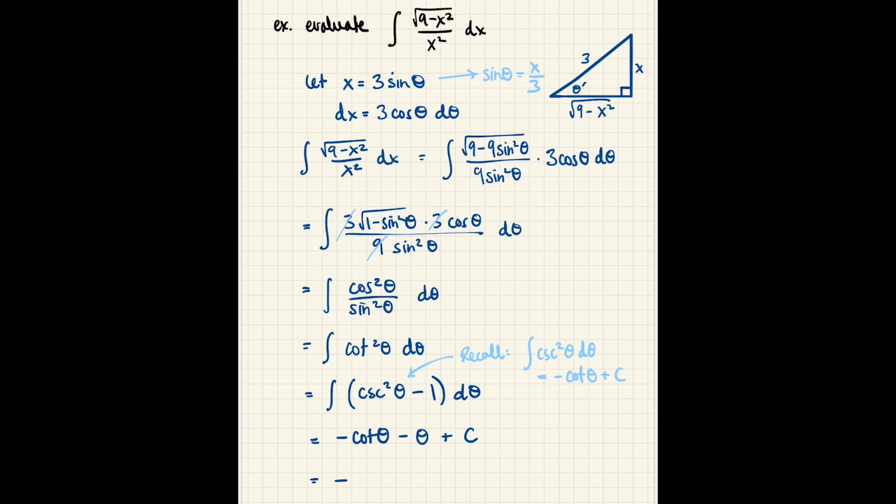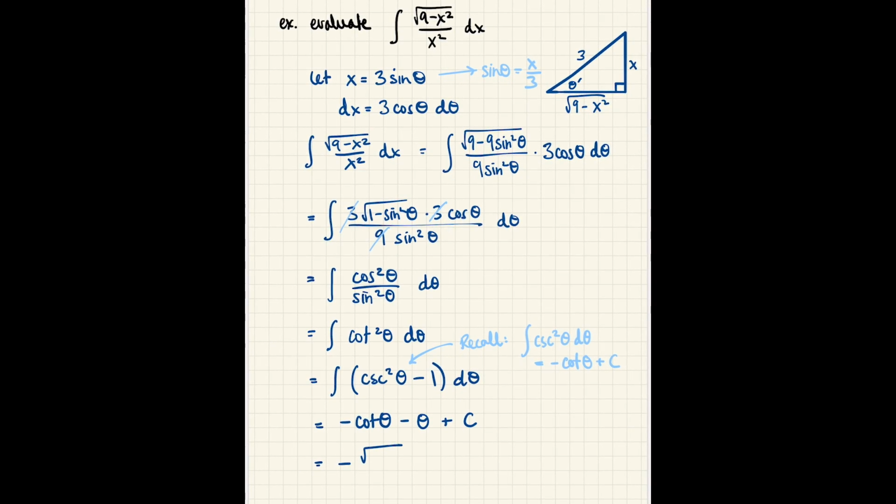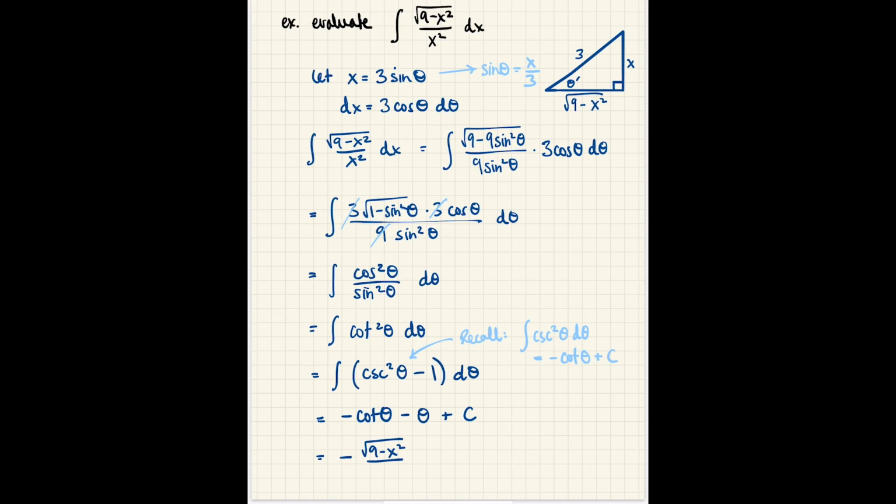So according to the triangle, cotangent of theta would be adjacent over opposite. So we have radical 9 minus x squared divided by x. That's what cotangent of theta is. Now we will subtract simply theta.